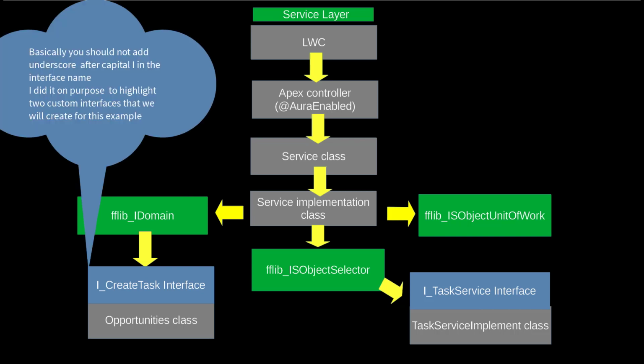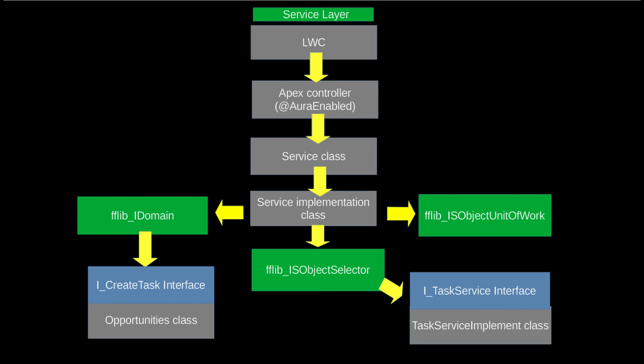This simple example is about how to use service layer in Apex Common Library. You can see all classes and interfaces with this example on the screen. In this example, we will create task for opportunity record, but it could be any object you want to create task for, because interfaces allow us to make service layer type agnostic.